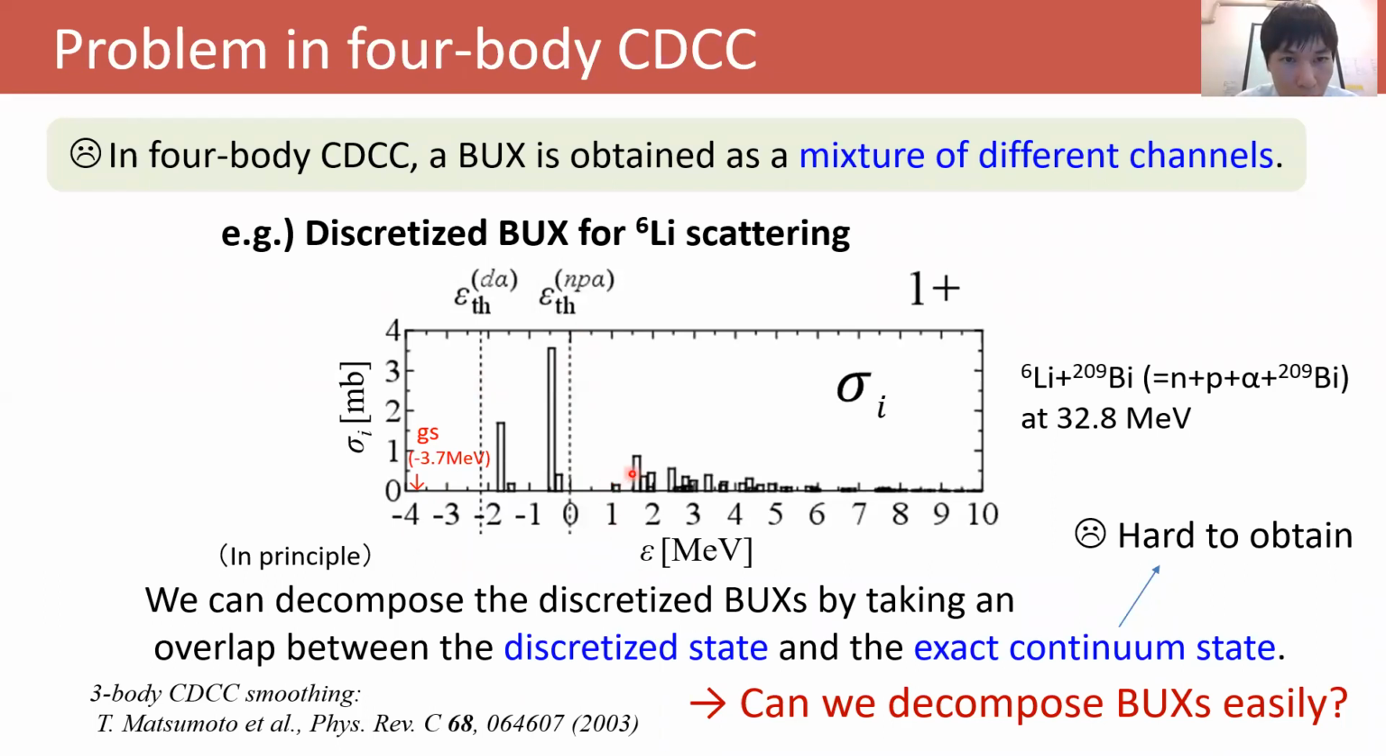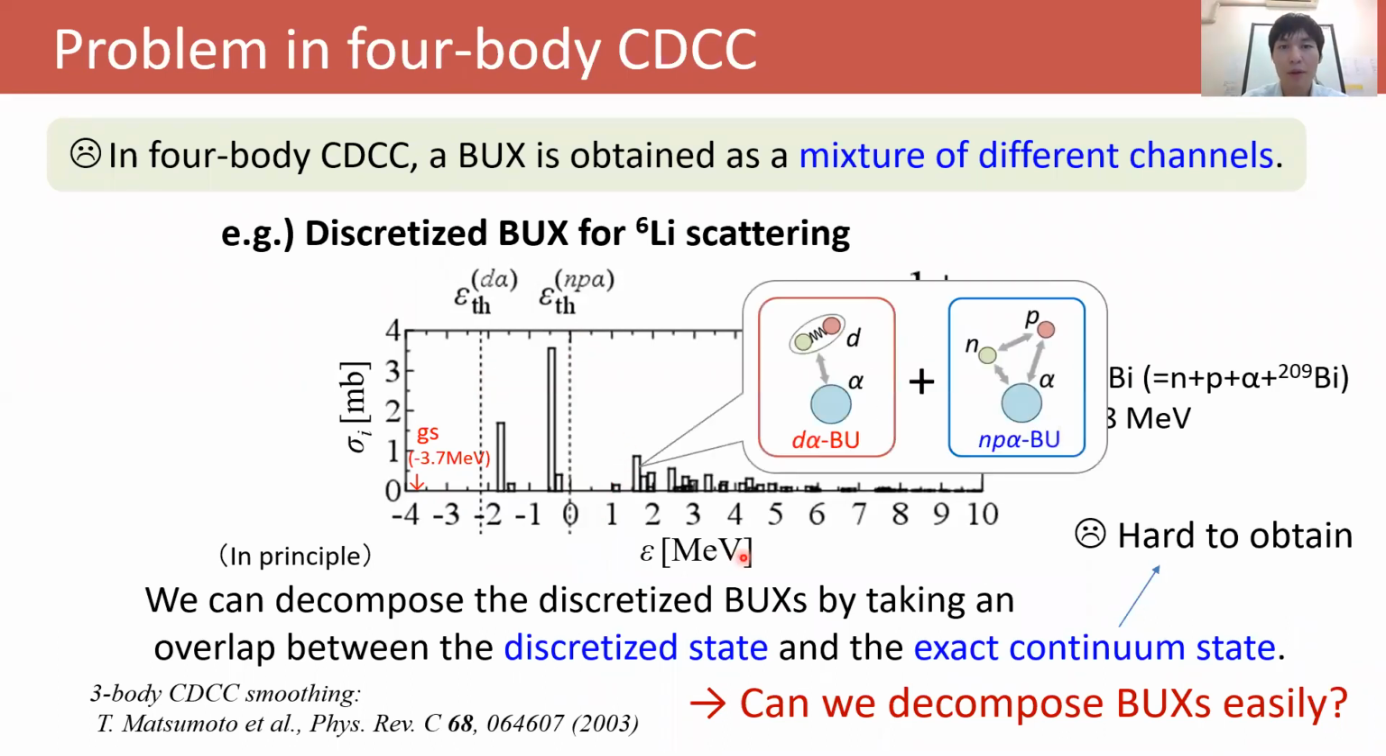So if we look at, for example, this bar, this breakup cross-section, there are not only D-alpha breakup components, but also NP-alpha breakup components because of the discretization of the three-body projectile. In principle, we can decompose the discretized breakup cross-sections by taking an overlap between the discretized state and the exact continuum states. However, it is hard to obtain the exact continuum states for the three-body projectile. Can we decompose breakup cross-sections easily? This is the first motivation of this work.